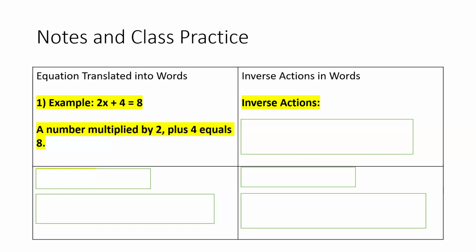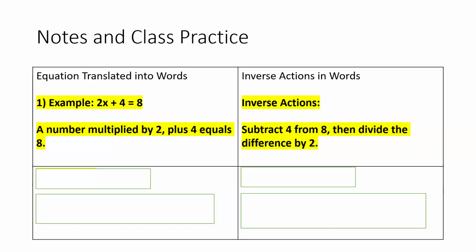Okay. Then instead of multiplying by 2, I'm going to have to do what with the 2? Divide. You're writing the inverse sentence of it. So our inverse would be, we're going to subtract 4 from 8. Then divide the difference by 2. So what does that look like when we write it out? We have 8 minus 4 divided by 2. That's what equals x.